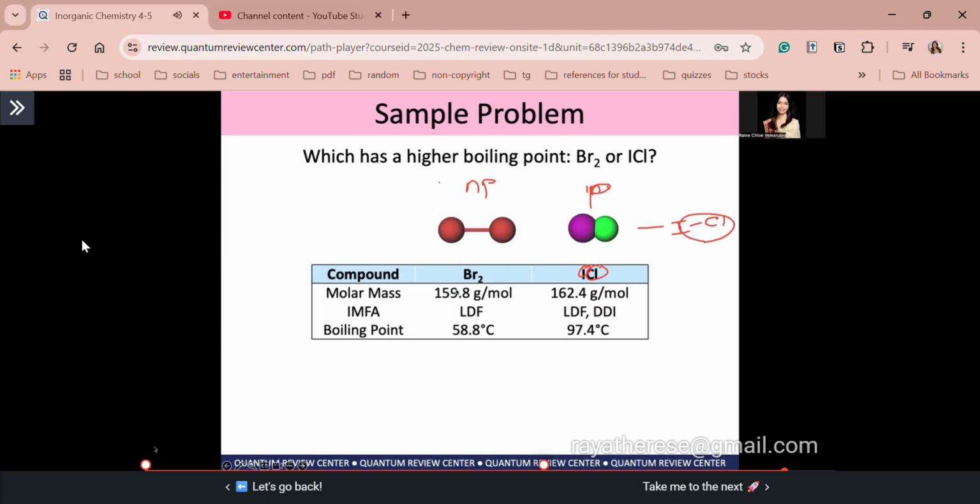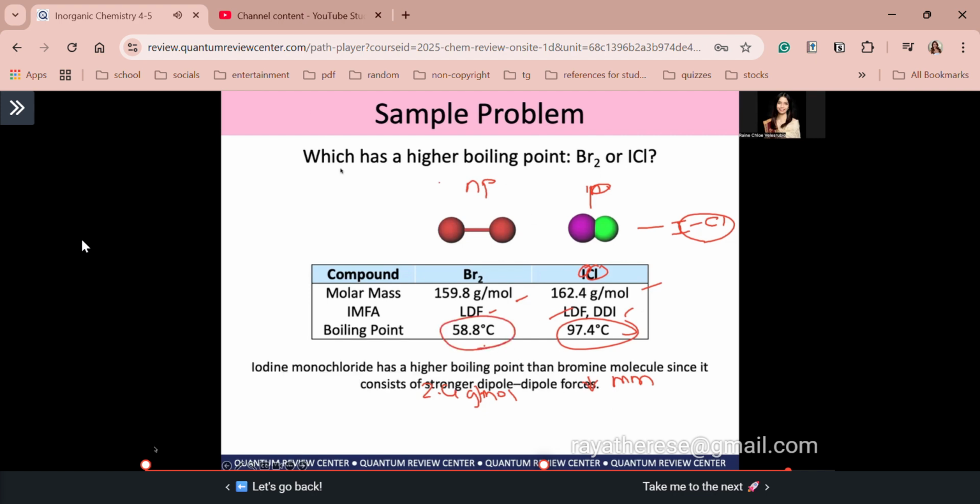The molar mass of bromine is 159.8 grams per mole. For iodine monochloride, it's 162.4 grams per mole. So the difference in molar mass is 2.6 grams per mole. That's very small, guys, so they have a small difference in molar mass. Therefore, the dipole-dipole forces will dominate. We consider dipole-dipole forces to decide which has the higher boiling point. Bromine molecule has only London dispersion forces. Iodine monochloride has LDF and dipole-dipole interactions. That's why iodine monochloride has a greater boiling point than bromine molecule.